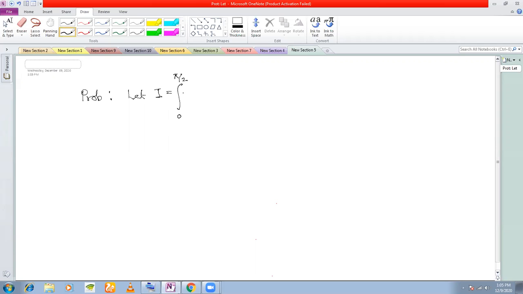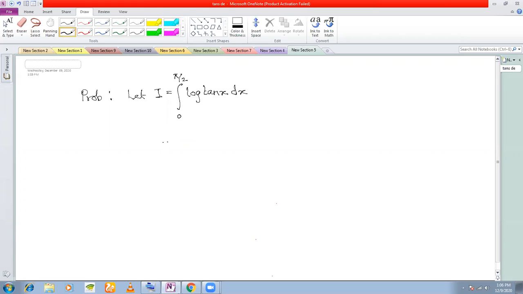Whenever you get an integral, please take it as I. It will help you later. I is the integral from 0 to pi by 2 of log tan x dx. Actually, this is very difficult to evaluate. If I evaluate only by the fundamental theorem, it becomes very difficult. You have to use by parts and so on. But with the help of definite integrals, we are going to evaluate it in two lines.